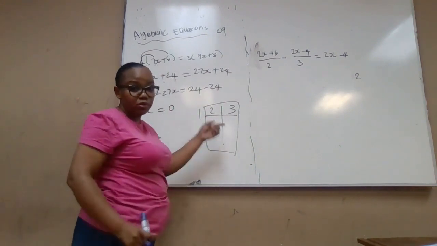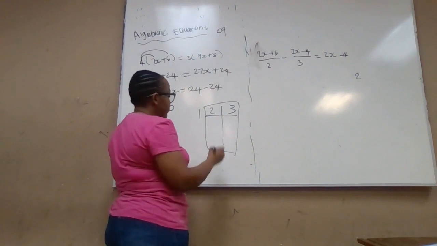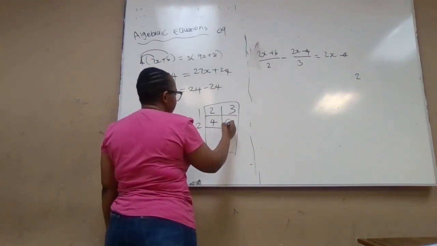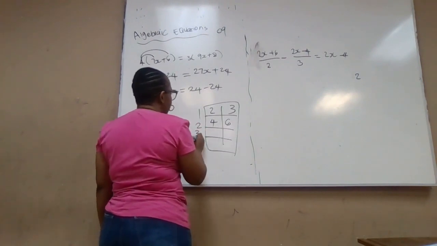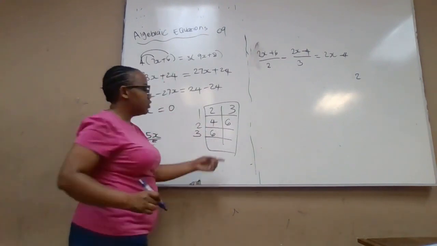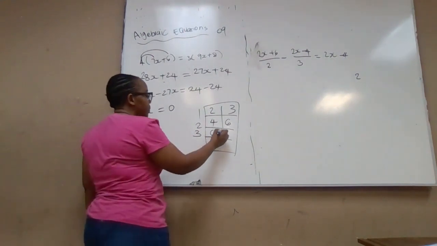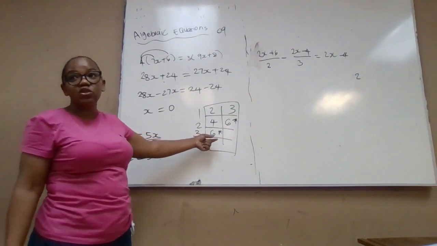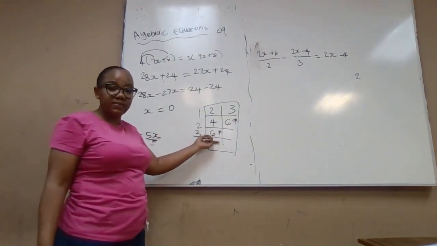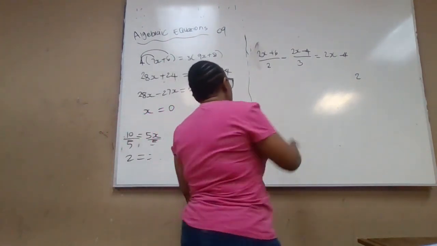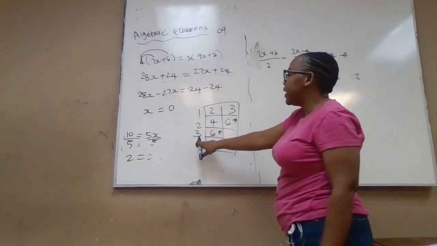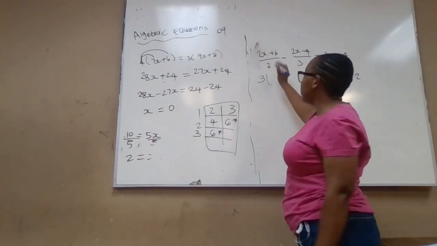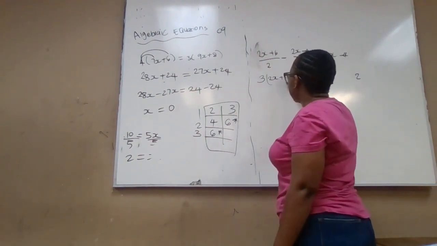1 times 2 is 2. 1 times 3 is 3. 2 times 2 is 4. 2 times 3, 6. 3 times 2, 6. So now we solve. When you find the same number in both columns, that is your LCD. Now your LCD is 6. Okay, now let's solve this. How many times does 2 go into 6? 3 times. So you say 3 and whatever else you have left on the top, which is 2x plus 6.